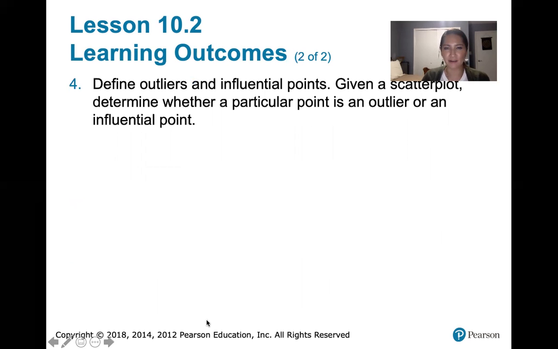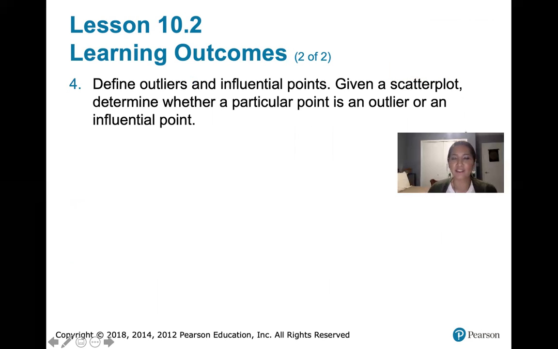In our fourth learning outcome, we define the terms outliers and influential points in the context of scatter plots. My hope is that after watching that video, you'll be able to determine whether a particular point is an outlier or an influential point when given a scatter plot, or when given a scatter plot and a regression line, and a different scatter plot with a regression line where that point is included or is not included.